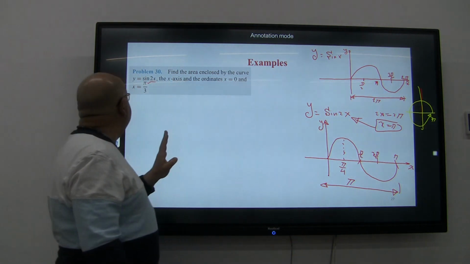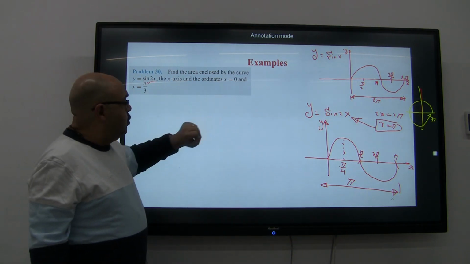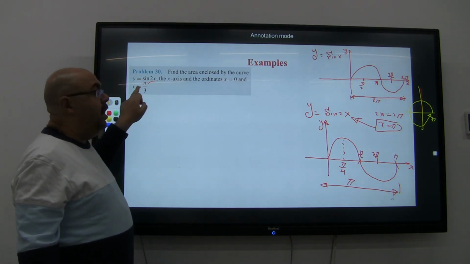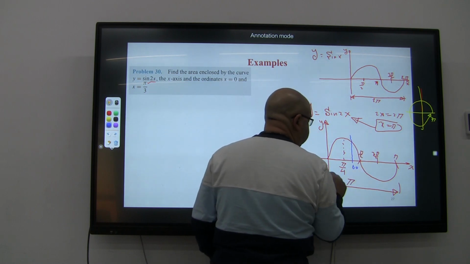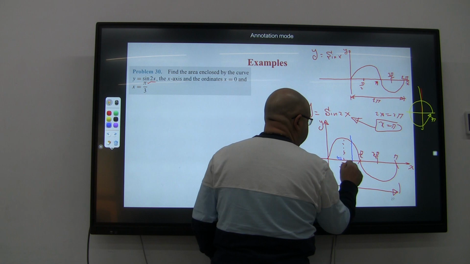Okay, you want to evaluate from x equal to 0 actually to pi over 3. Pi over 3, I believe it's going to be something like here. Pi over 3, which is 60, pi over 4, which is 45.